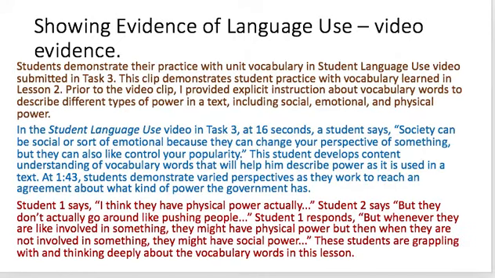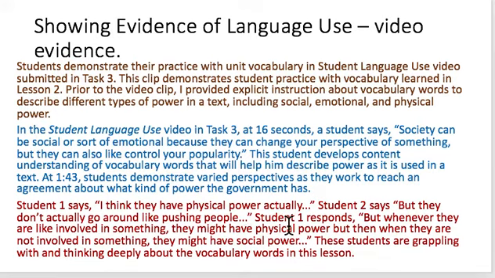Additional examples, right? Students demonstrate their practice with the unit vocabulary and student language use video submitted in Task 3. So again, this is them actually using some of the vocab in a video. Again, using concrete examples, direct student quotes. I think they have physical power actually. Again, there's physical power, but they don't actually go around pushing people.